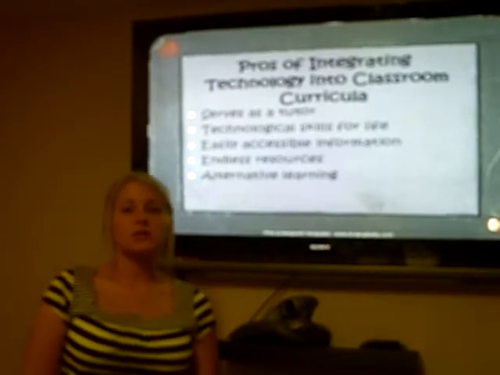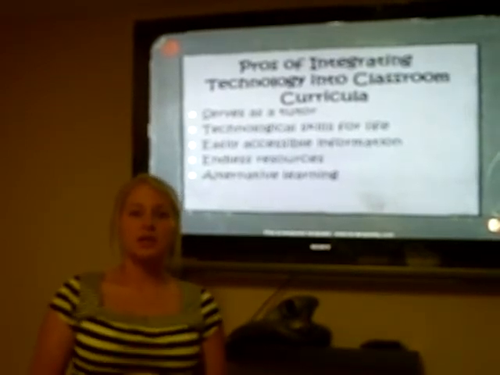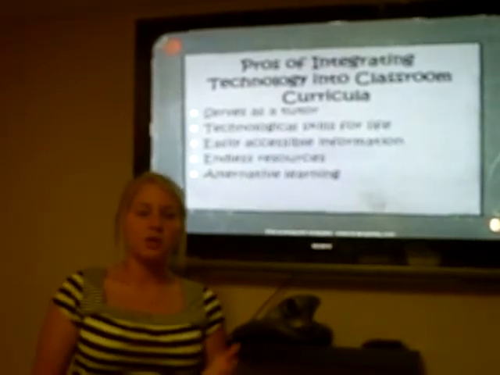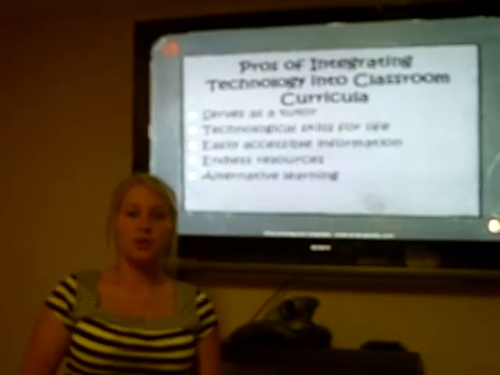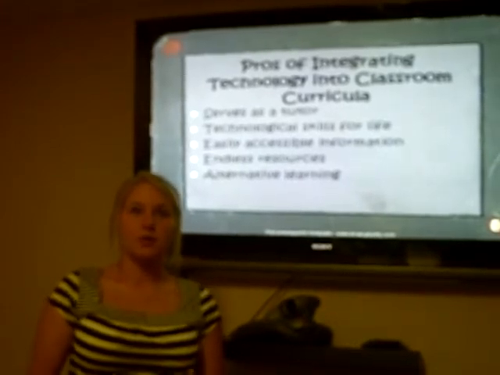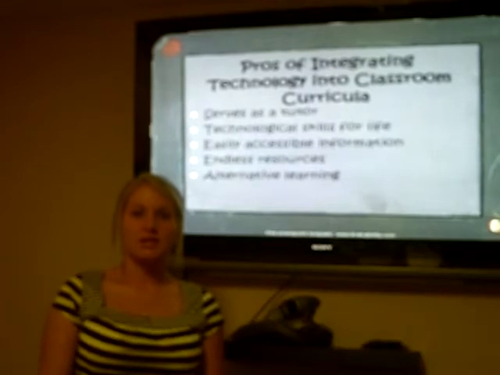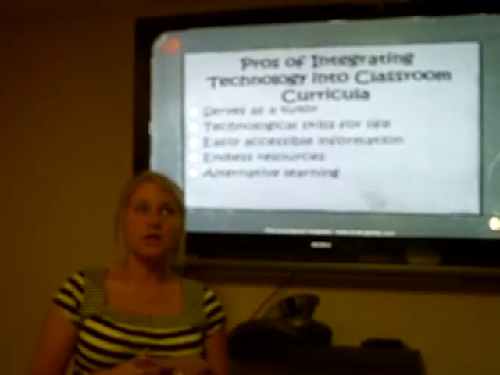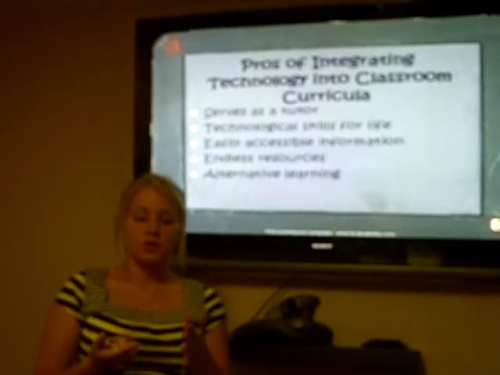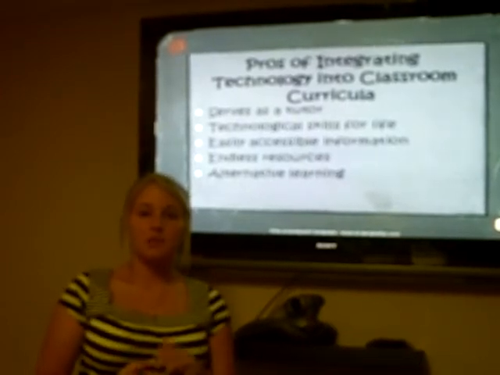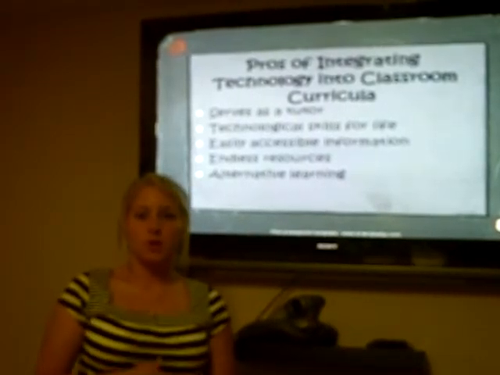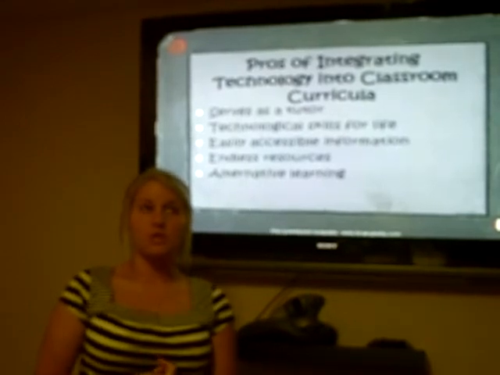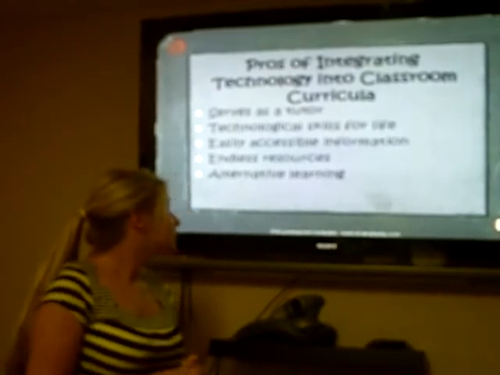Also, information on the internet, technology, everything's so accessible. Anything you want to know, you just need to look it up. It's out there. No matter what kind of answer you get, something is out there that's going to help you. Also, with resources for teachers, there's countless resources. You can find activities, games, lessons, anything you want to incorporate into your classroom. Just the resources are very accessible.